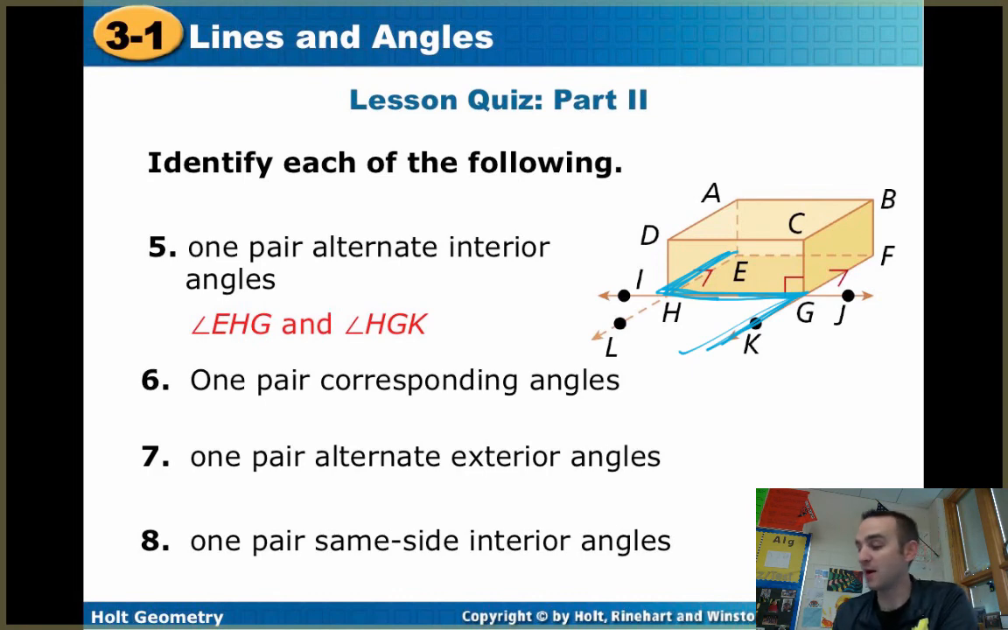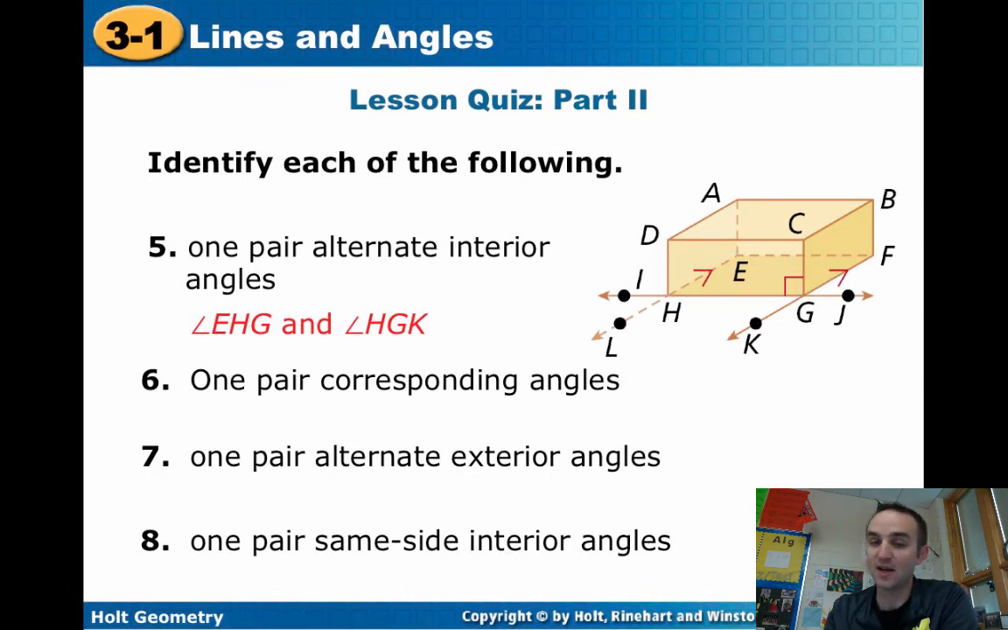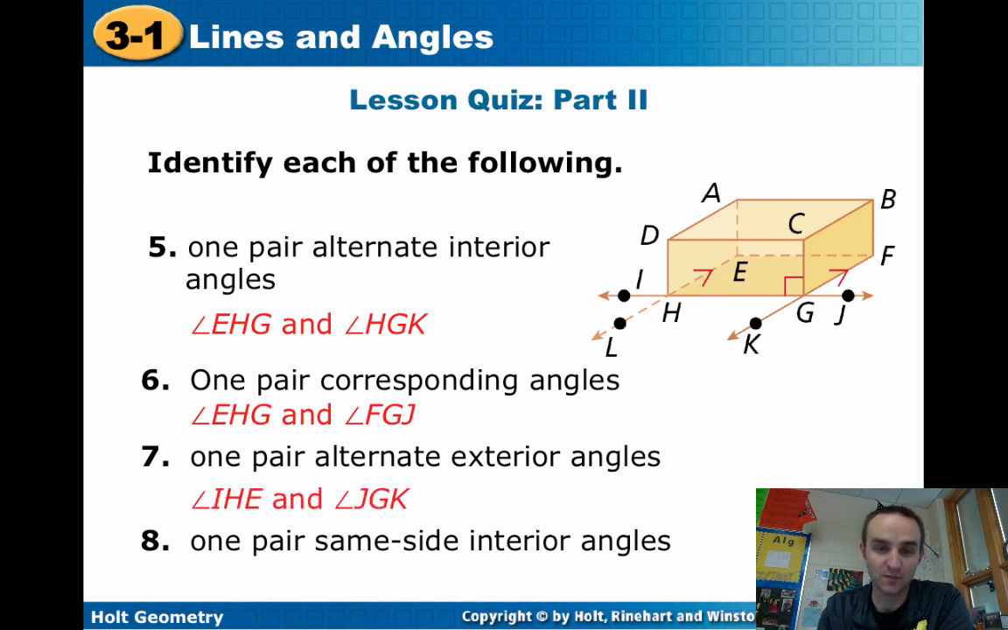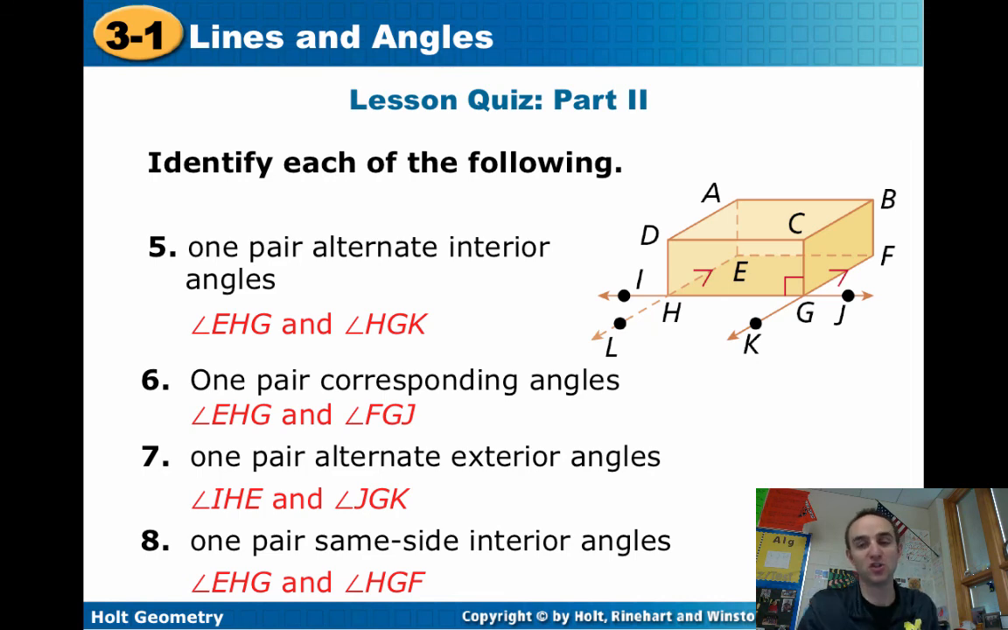One pair of corresponding angles. Well, we could say, again, any number of things, but EHJ and FJG. Make sure that makes sense to you. Alternate exterior could be IHE and then JKG, or JGK, sorry. Those are alternate interior. And then same side could be EHG and HGF.